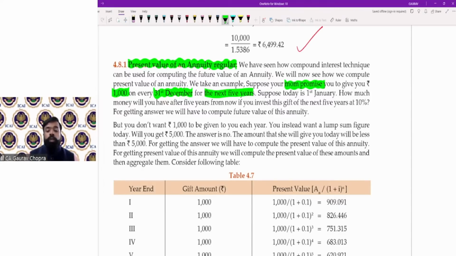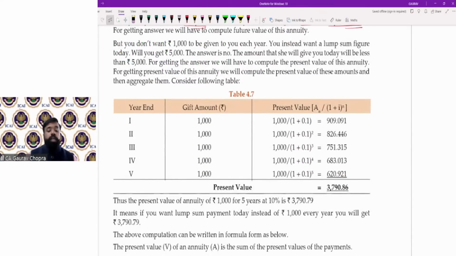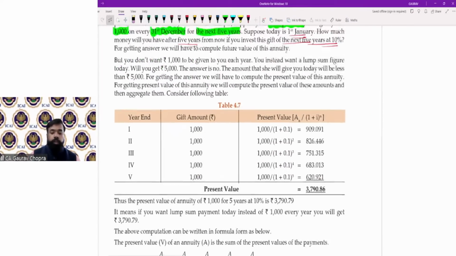And today is what? Today is 1st January. The question is given to us. Now, how much money will you have after 5 years from now? तो अभी से 5 साल के बाद आपके पास कितना पैसा होगा? If you invest the gift of next 5 years at the rate of 10%. Okay? तो अगर आपने उसको 10% की रेट से इन्वेस्ट कर दिया तो उसकी वैल्यू क्या होगी? So let us calculate the present value based on this.